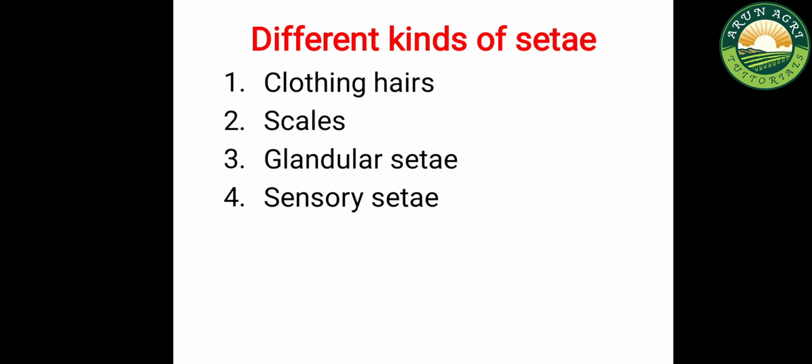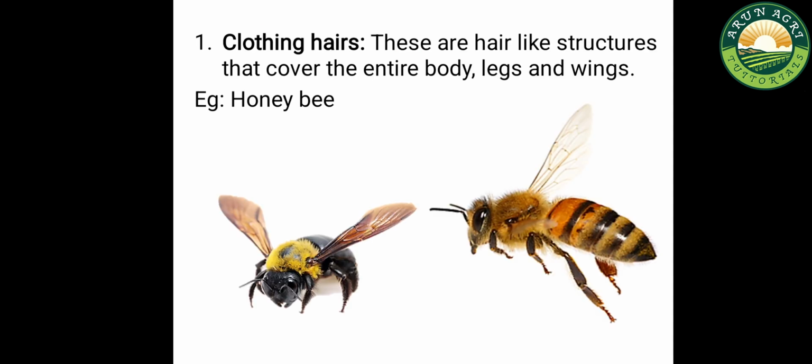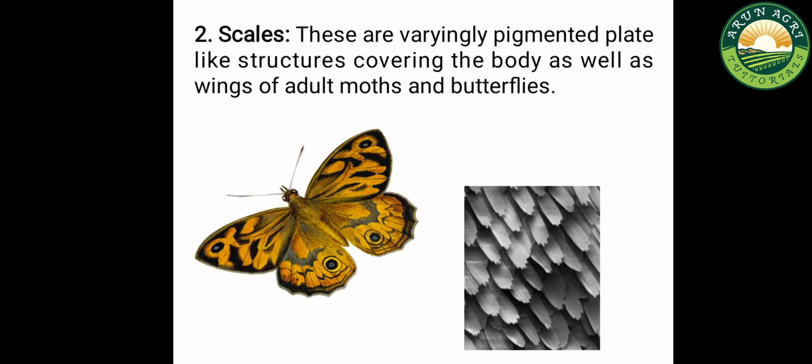There are different kinds of setae. First one is clothing hairs, next scales, third one is glandular setae, and fourth one is sensory setae. So first one is clothing hairs. Clothing hairs means just like a cloth covering throughout the body. These are hair-like structures that cover the entire body, legs and wings. You can see examples in any pollinators because they collect nectar. At the time of collecting the nectar, you can see pollen getting attached to these. So honeybees are an example, or any other pollinator.